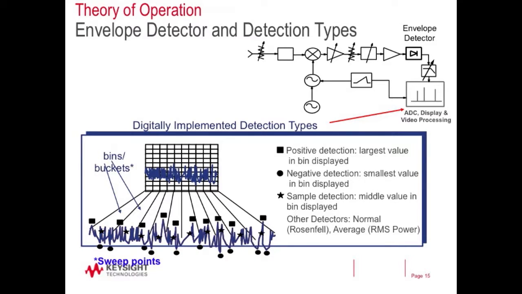But basically, if you're looking for glitches or spurs, you'll typically use a positive peak detection. If you're looking at noise-like signals, you'll probably go with something like a sample detection. And RMS power really tends to be used in the wireless comms industry or anything that's digitally modulated. So here's a close-up view of a bin.